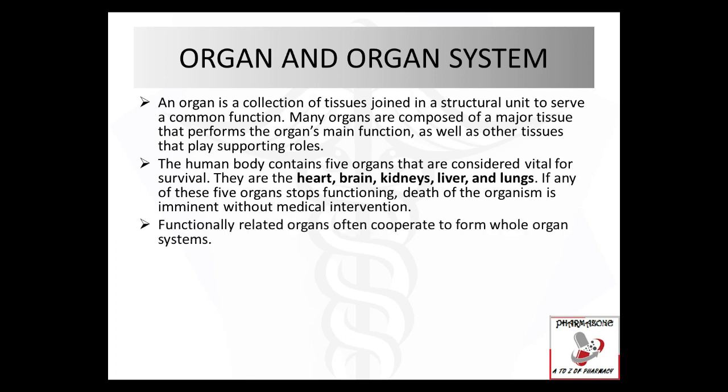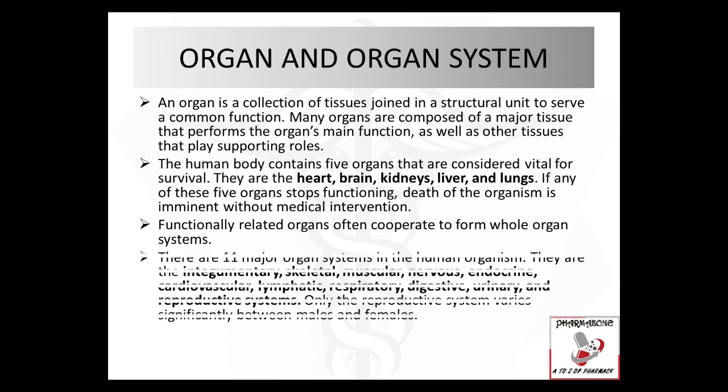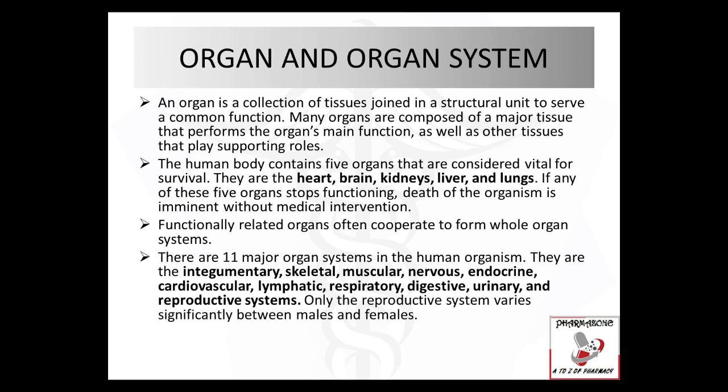Functionally related organs often cooperate to form whole organ systems. There are 11 major organ systems in the human organism. They are the integumentary, skeletal, muscular, nervous, endocrine, cardiovascular, lymphatic, respiratory, digestive, urinary, and the reproductive system. Only the reproductive system varies significantly between males and females.